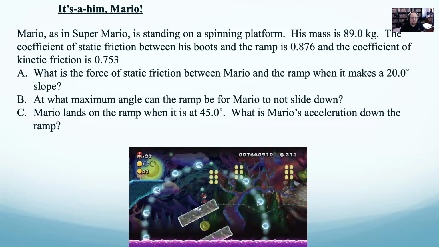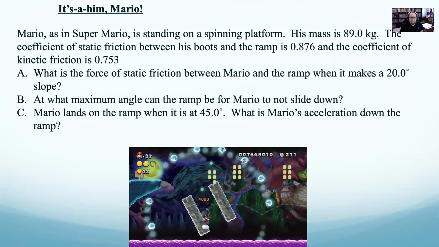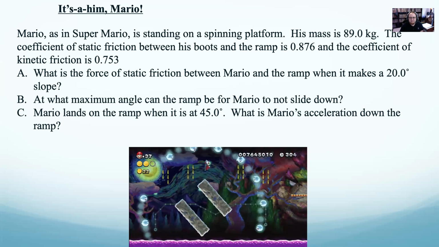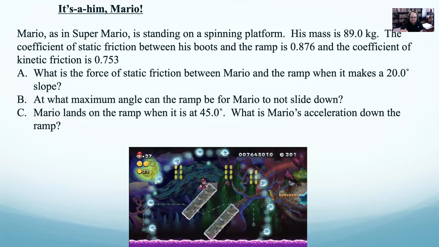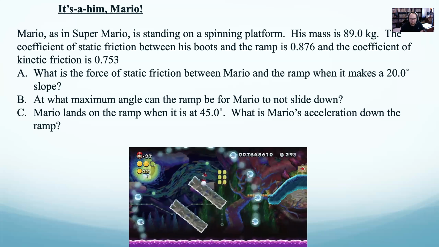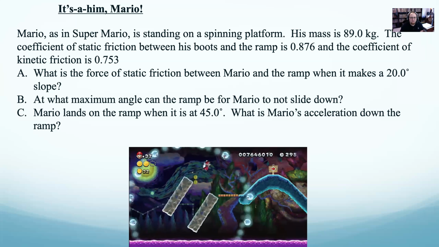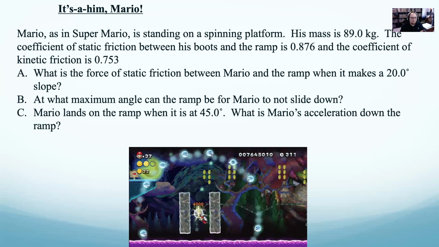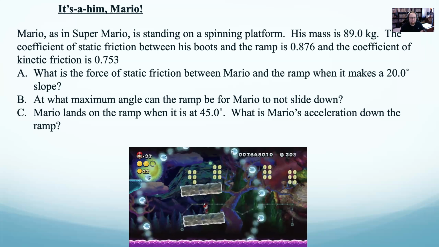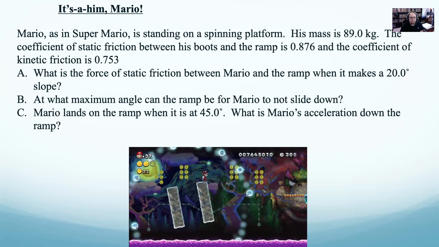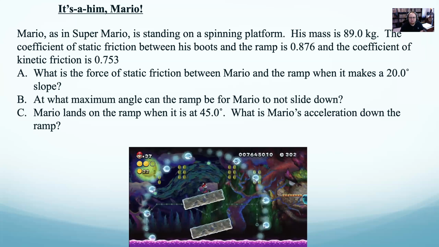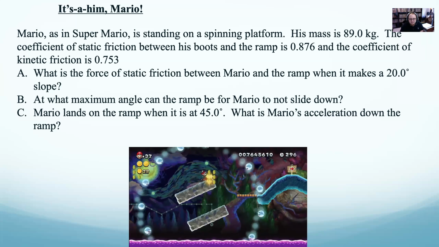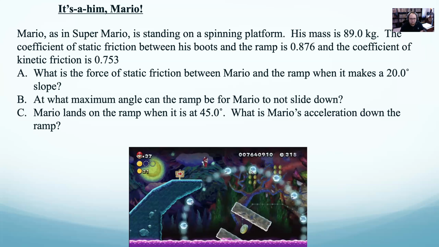And what it says is Mario, as in Super Mario, is standing on a spinning platform. He has a mass of 89 kilograms. And I kind of have a GIF of this below, a spinning platform that keeps going. The coefficient of static friction between his boots and the ramp is 0.876, and the coefficient of kinetic friction is 0.753. What is the force of static friction between Mario and the ramp when it makes a 20-degree slope? Now, this is assuming he's not sliding downhill, because I asked for static friction, so you can make that assumption.